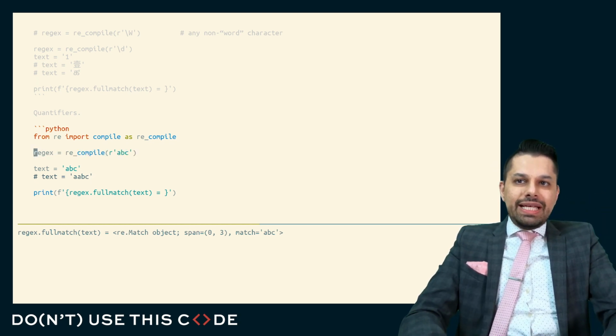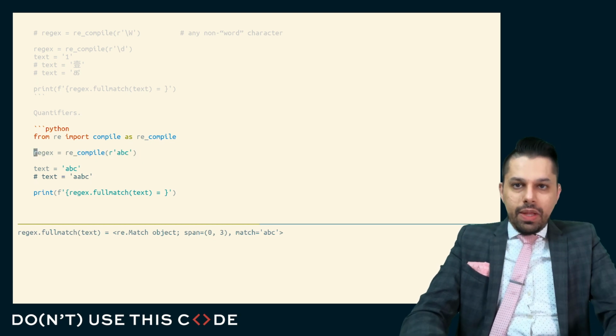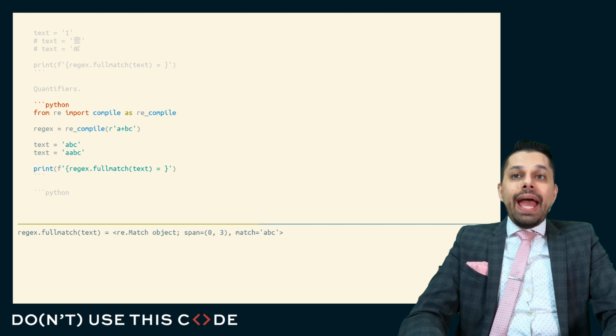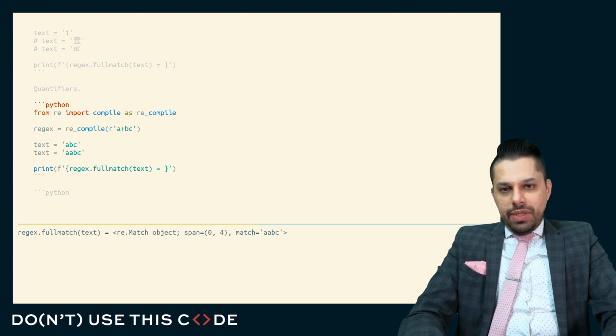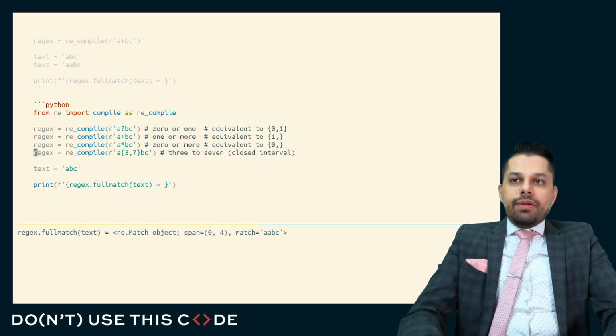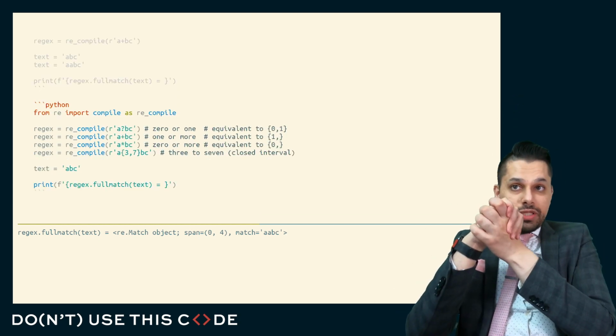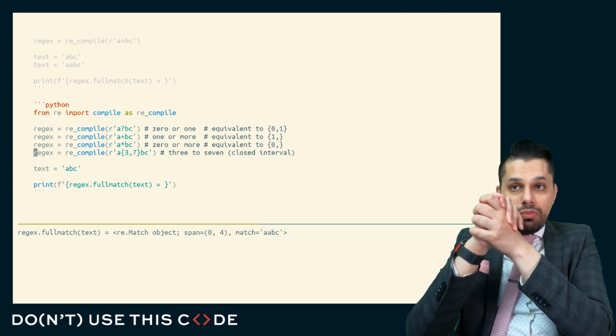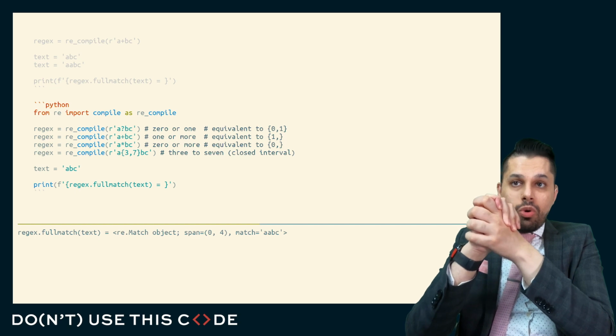So here, this matches exactly A, B, and C. But if I wanted to match A, B, and C, or A, A, B, and C, I could put a plus after this. The plus means match one or more of this character. And in fact, there are quite a few of these quantifiers that I can use. A question mark means 0 or 1. A plus means 1 or more. A star means 0 or more.